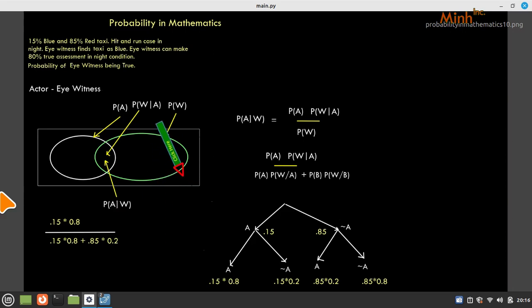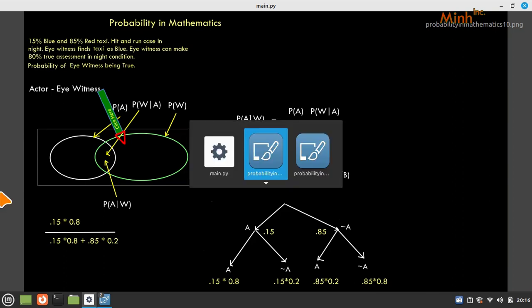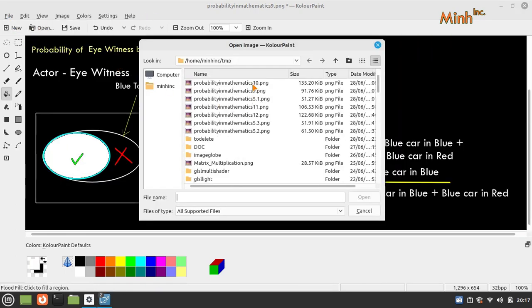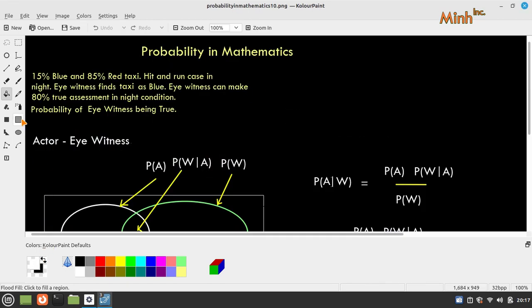So as per the formula, it is PA into PW given A, plus PB into PW given B, and above is the actual blue car. That would lead to 0.15 into 0.8 over 0.15 into 0.8 plus 0.85 into the red misidentification. So this is Bayes' theorem. Bayes' theorem brings probability into a different world. Now if I talk about orthogonal, the actual orthogonal is the blue car on one side and Mr. Witness on the other. So these two are orthogonal. Can someone believe this?